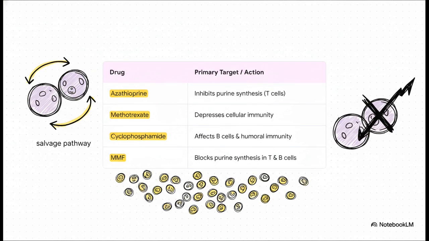Now, I want you to focus on MMF for a moment. Why do we call it selective? It's because of a beautiful bit of biochemistry. You see, MMF blocks a specific pathway for making purines, the building blocks of DNA. Now, most cells in your body have a backup plan, a salvage pathway they can use if this main one is blocked. But, and here's the genius of it, your T and B lymphocytes don't have that backup. They are completely dependent on this one pathway. So when you block it with MMF, you hit the immune cells very hard, while leaving most other cells in the body relatively untouched. That's why it's such a great drug.